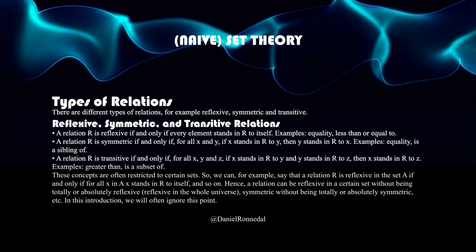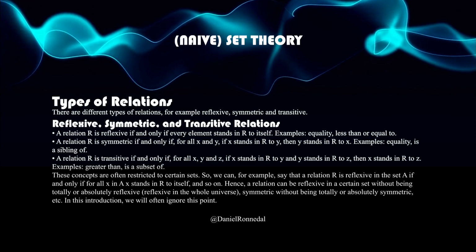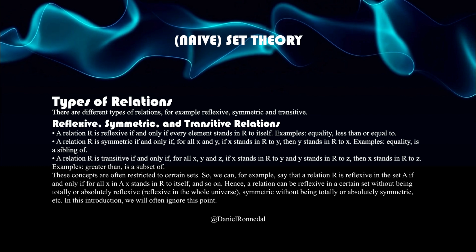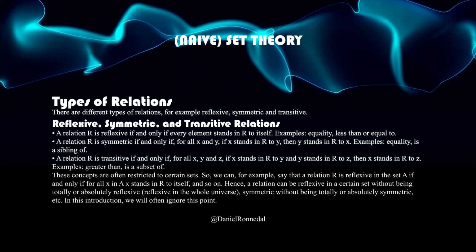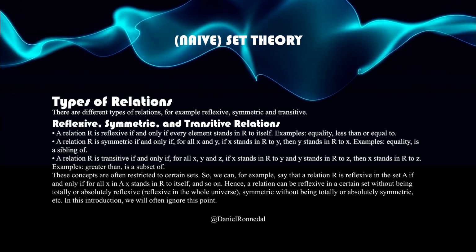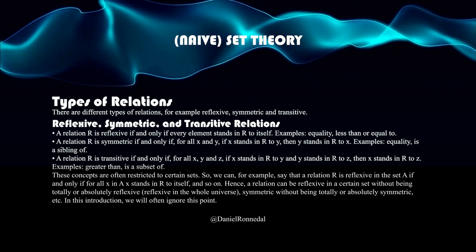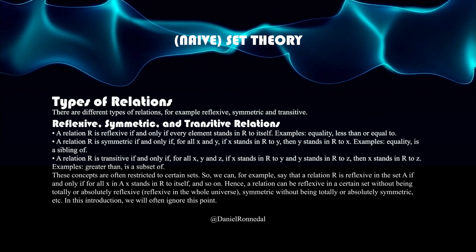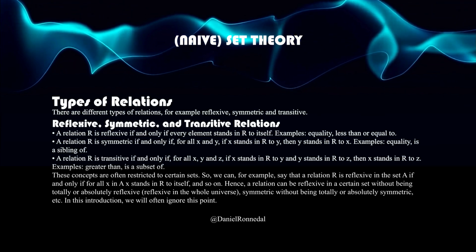These concepts are often restricted to certain sets. So we can, for example, say that a relation R is reflexive in the set A if and only if for all x in A, x stands in R to itself, and so on. Hence, a relation can be reflexive in a certain set without being totally or absolutely reflexive, that is, reflexive in the whole universe, symmetric without being totally or absolutely symmetric, etc. In this introduction, we will often ignore this point.